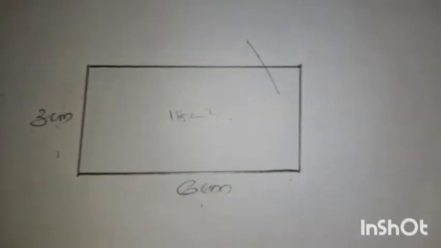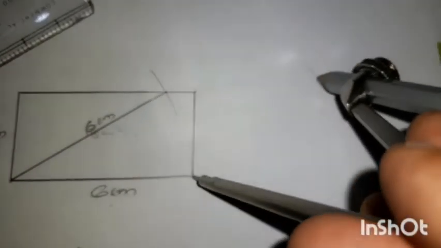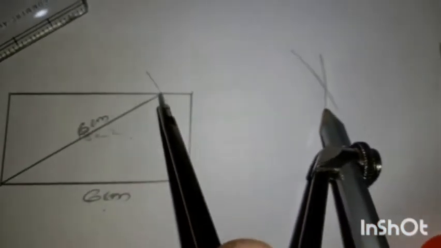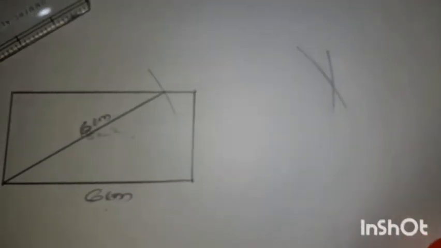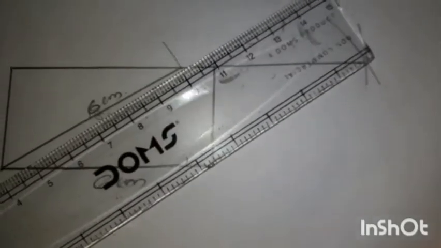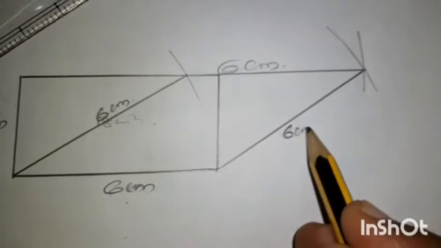So take 6 centimeter in your compass and draw the arc. Then join the line from this end. So this is 6 centimeters. Draw a 6 centimeter arc from the bottom end also. And from this point also draw a 6 centimeter arc. Then you have to complete the rhombus. Draw the top line, and this one also you have to complete it. So this is 6 centimeters and here also 6 centimeter.